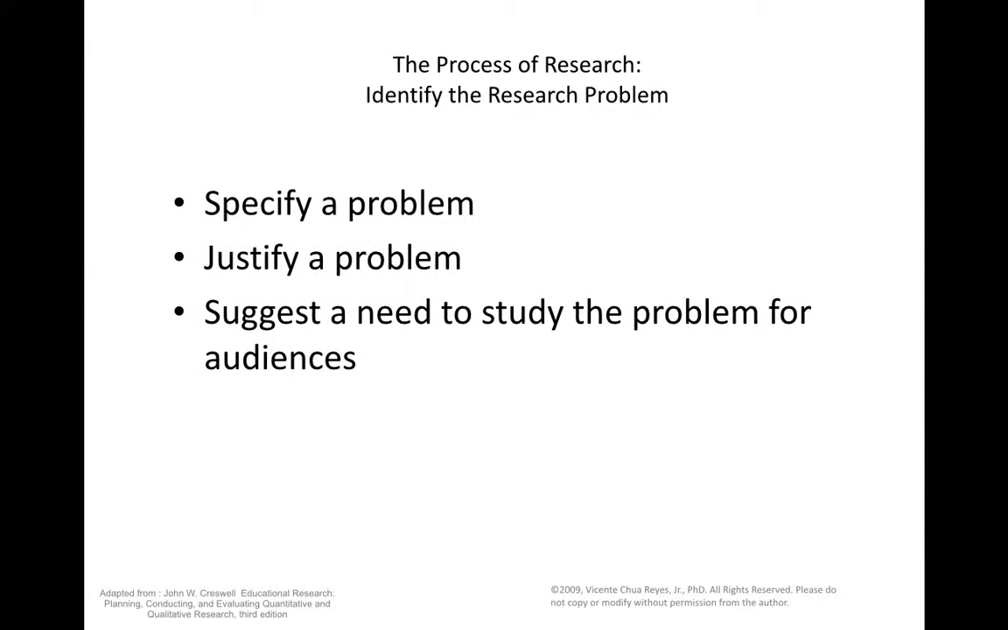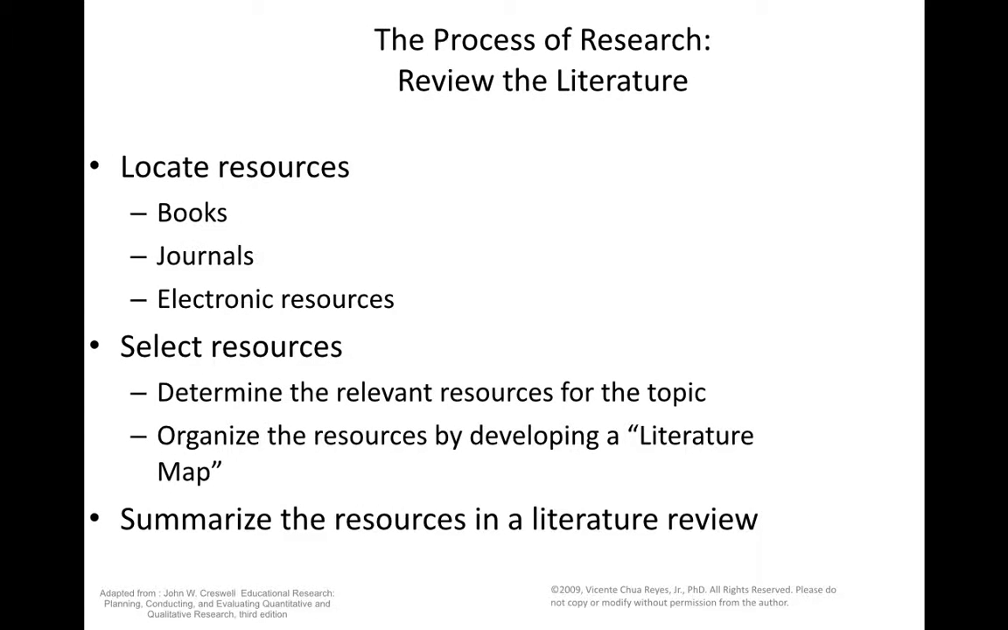Let's take a look at the first step in detail. Specifying a problem, justifying a problem, and suggesting a need to study the problem for audiences are the components of the first step of the research process, identifying a research problem. When we take a look at the review of literature, there are three things that we need to remember.